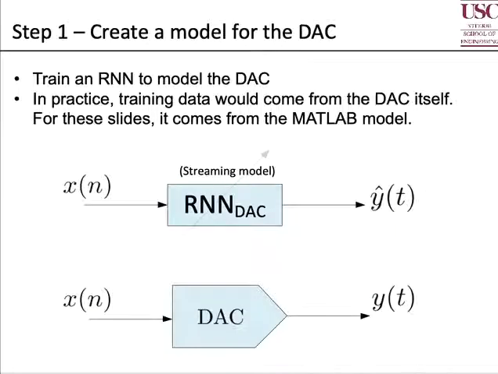So the first thing we can start off doing is learning a model for the DAC, or training an RNN to model the DAC. So where does the data come from? Well, normally it would come from the DAC itself, but for these slides it comes from the MATLAB or Simulink model. So we train an RNN to learn y hat of t, where y of t is the actual DAC output itself. So we want y hat to be as close to y as possible in the mean squared sense.